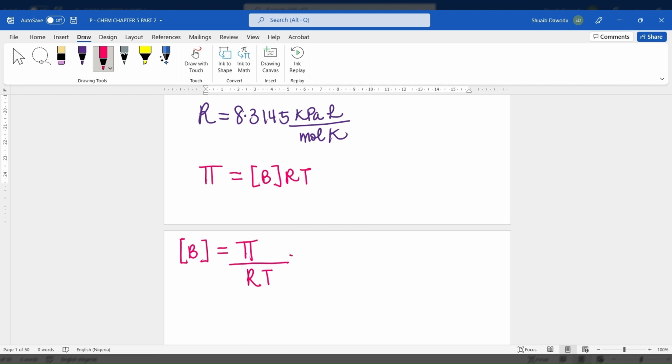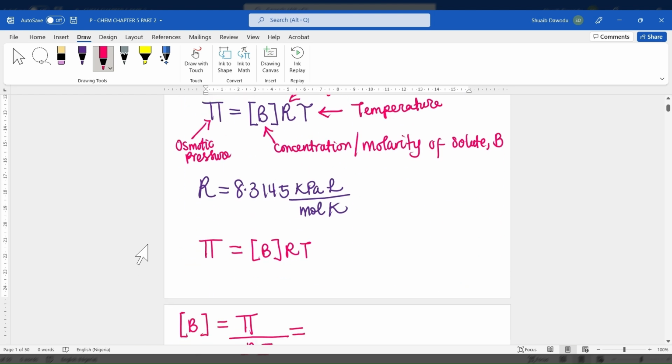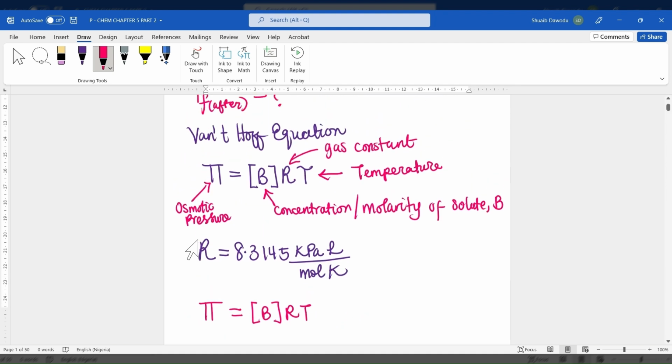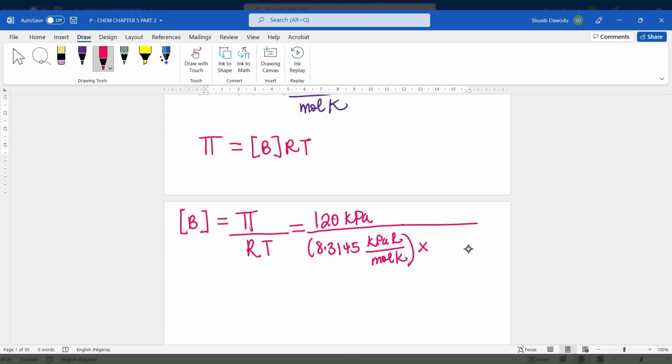So all we have to do is substitute. The osmotic pressure is 120 kilopascal, divided by the value for R, which is 8.3145 kilopascal liter per mole Kelvin, multiplied by the temperature, which is 300 Kelvin. Of course you cancel out like units: the Kelvin cancels out, and the kilopascal cancels out.